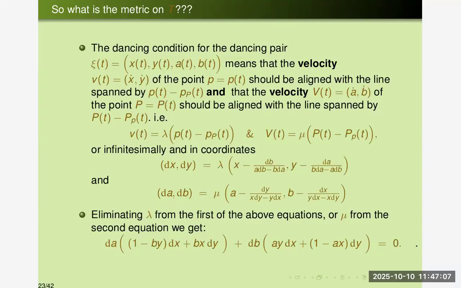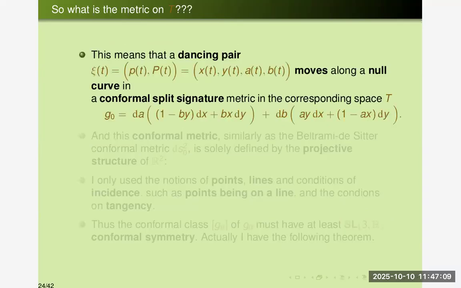So this means, essentially, that my dancing condition means nothing else but that the pair of these curves, which is a curve in my T, is nothing but a null curve in such a metric. So the dancing condition I defined for this P of t and this P of t, in the language of the correspondence space, means that this curve is nothing but a null curve in such a metric.